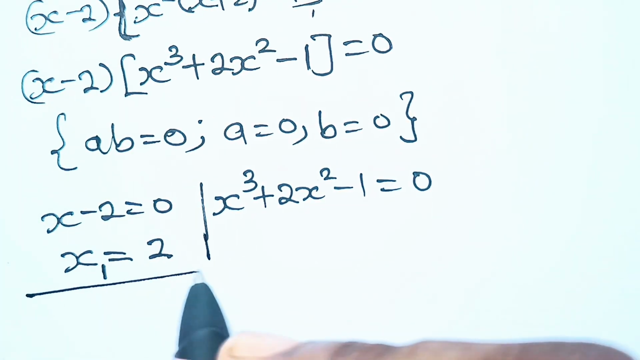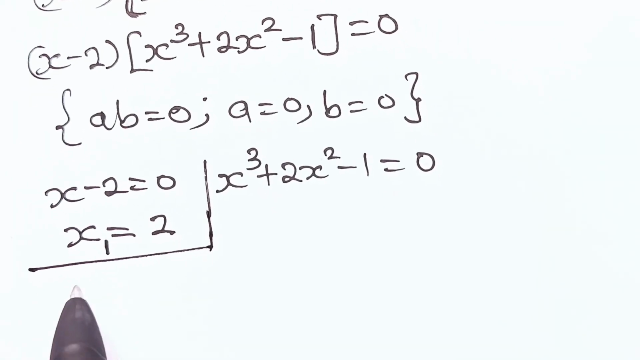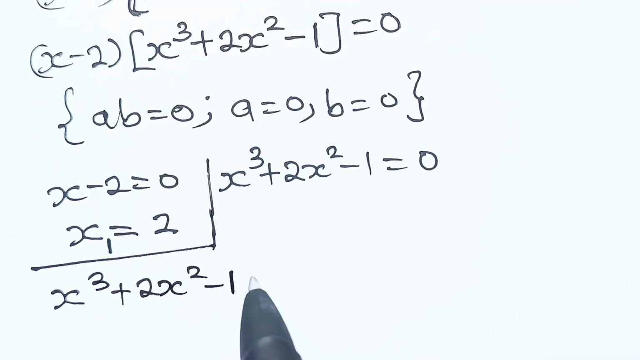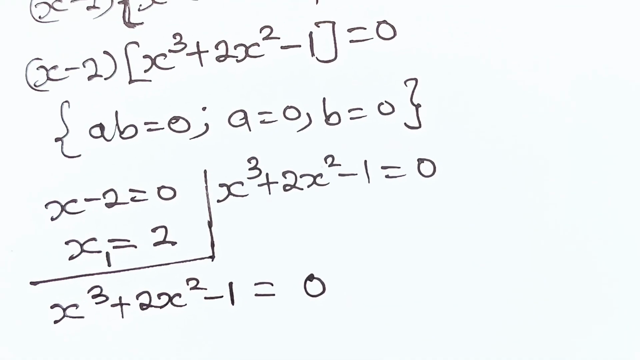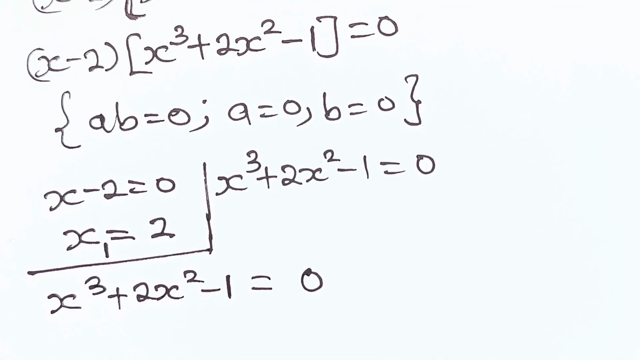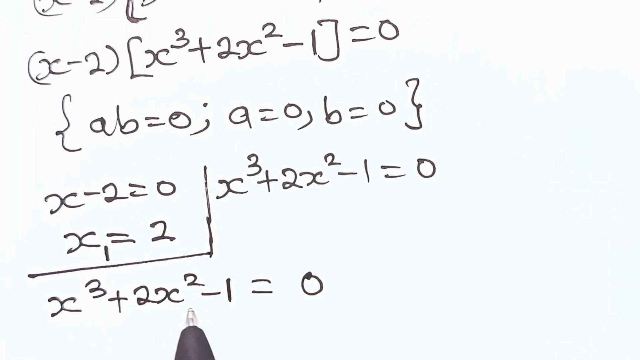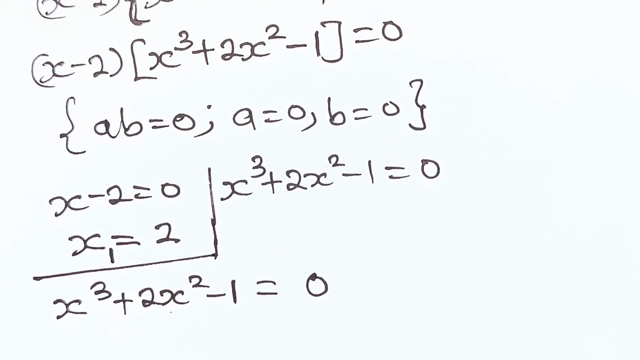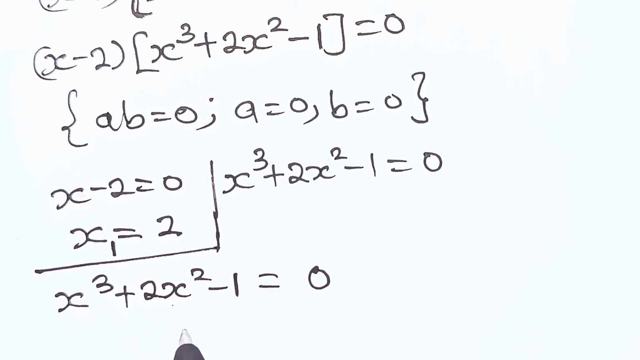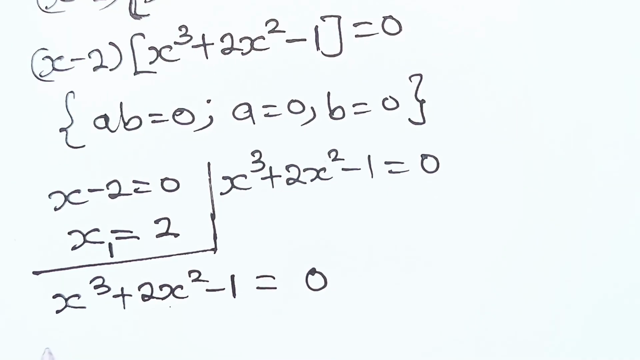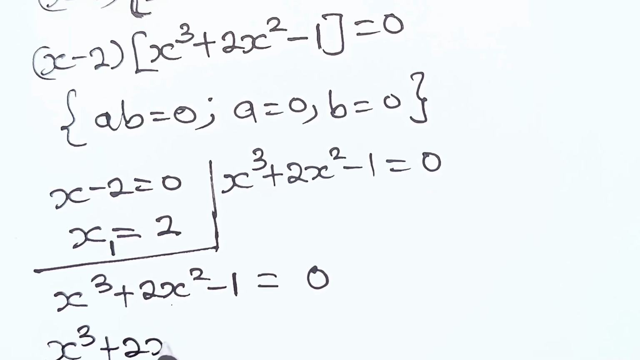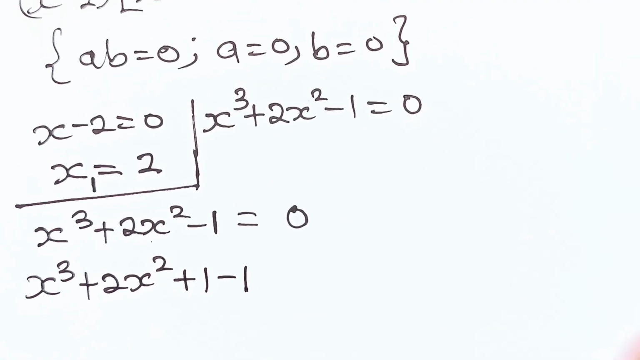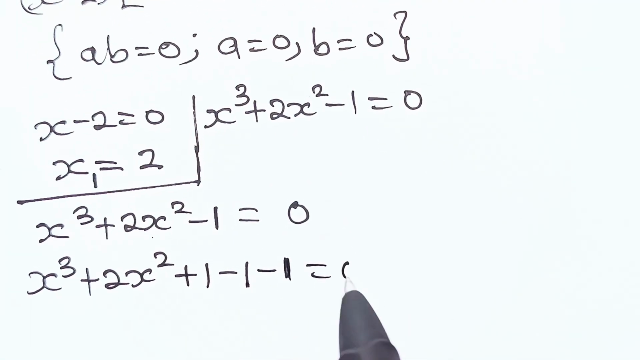for here, we are going to have x to the power of 3 plus 2x squared minus 1 is equal to 0. Now, I want you to notice something. We need to factorize this, right? But we have just 3 terms and it's not possible. We can only factorize 4 terms, right? So we are going to introduce plus 1 and minus 1 to this. So we have x to the power of 3 plus 2x squared plus 1 minus 1, which is 0. So we have not introduced anything. Then minus this one is equal to 0.